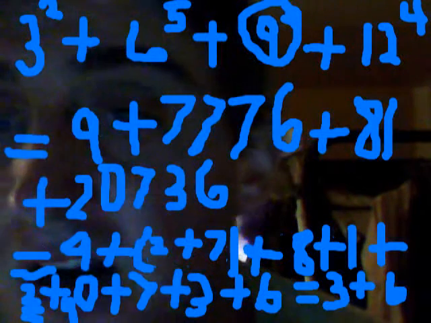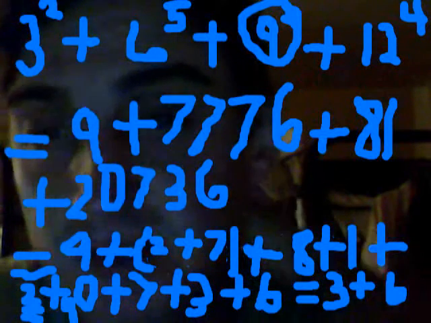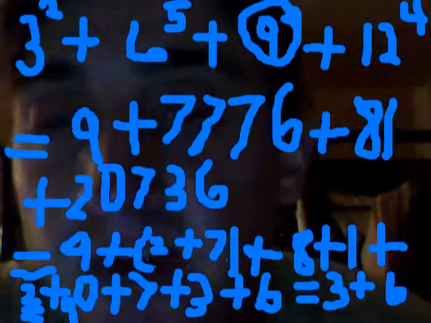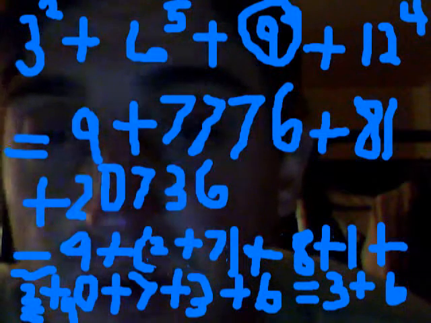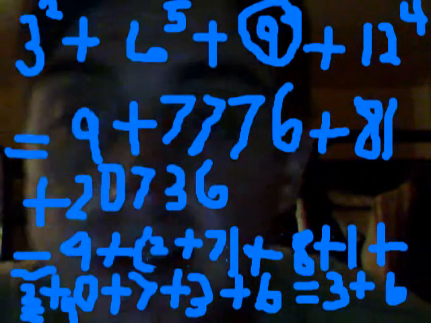7776. And if you add each individual digit, it's 7 plus 7 plus 7 plus 6. And then you have 9 times 9 squared is 81, 8 plus 1 is 9, and then plus 12 to the 4th gives you 20,736.